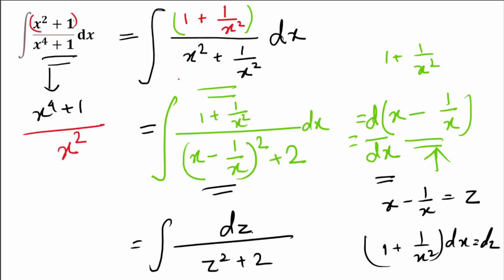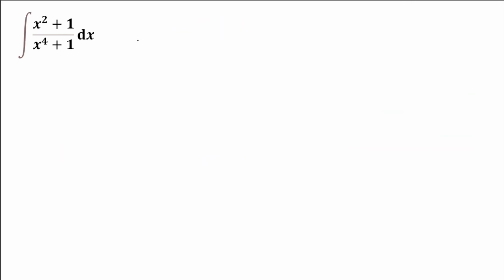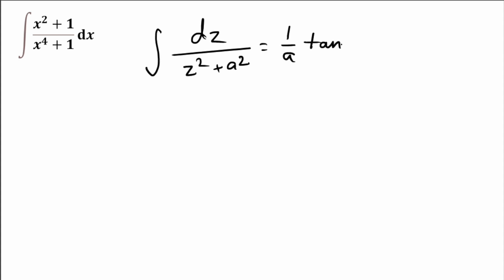So here now what you have to do is, we have to just find a certain integral format which we can deal with. And what will that format be? If I am to tell you, that will simply be integral of dz by z square plus a square, this is equals to 1 by a tan inverse z by a plus c. Okay, so this is the format.